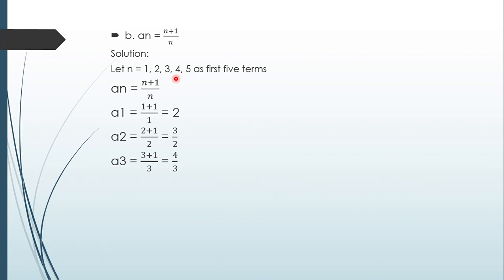Next. 3 plus 1, substitute again, plus 1 over 3 is 4 over 3. Okay, next. Substitute again, 4 plus 1 over 4 is equal to 5 over 4. Okay. Next, 5, substitute again sa n, plus 1 over 5 is equal to 6 over 5. So, that's it. Substitute lang. Okay, end of discussion. Thank you.